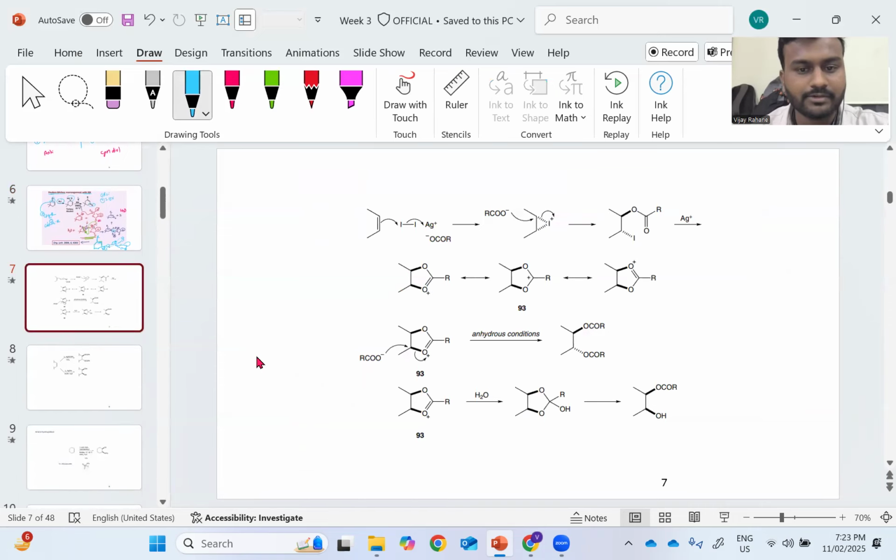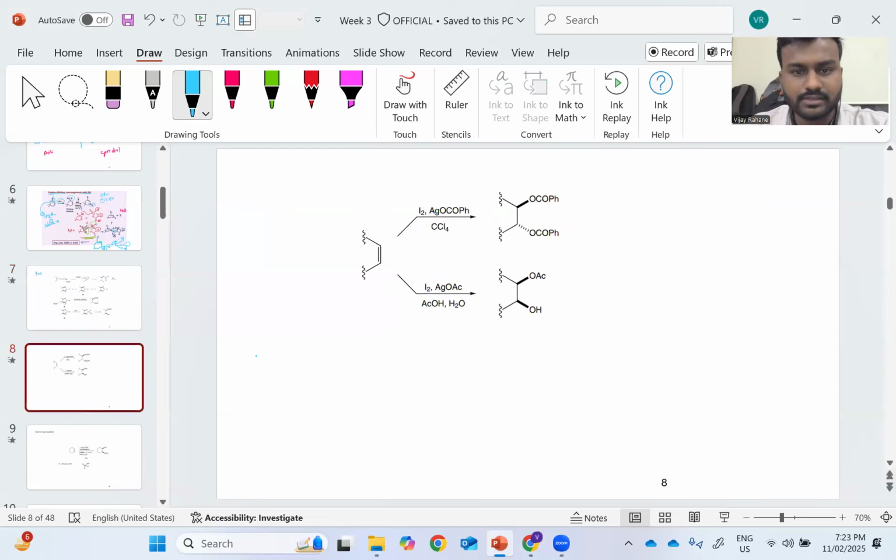All right, here I have summarized what we have already seen. This is obviously the Prévost reaction. This is the detailed mechanism that gives the formation of the anti-alcohol, and this was the intermediate. Upon hydrolysis, it obviously gives the OH, OH. The Woodward gives the syn alcohol, and Prévost gives the anti.